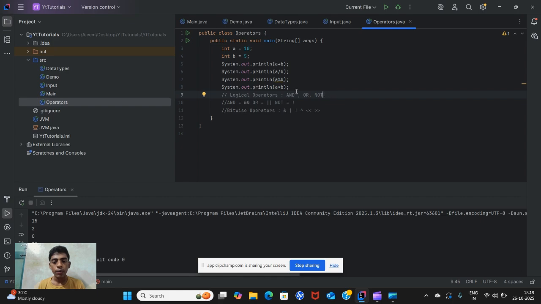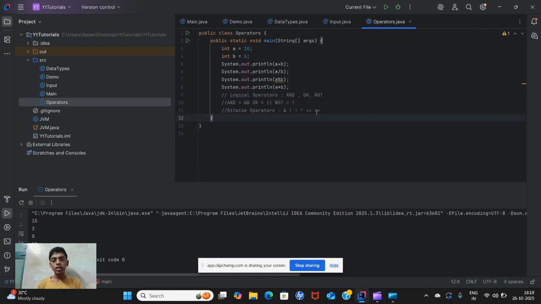Both inputs should be true to get the output true in terms of and. Whereas in terms of or, it is completely vice versa. If both the inputs are false, then only the output will be false. Otherwise, it will be true. In case of not, you take only one value. If it is false, it will be changed into true. If it is true, it will be changed into false. That is the use of these logical operators. Don't worry too much. We will be covering them in detail and how to use them in conditional statements in the next lecture.